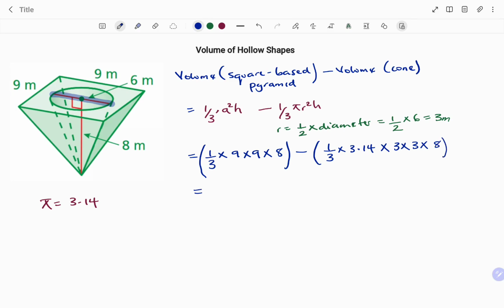If we punch that in, I'm going to have 216 minus 75.36. Don't forget to put your unit, it's in meters, so we have that as meters cube or cubic meters. Therefore, if you subtract that, we're going to have 140.64 meters cube. Let's look at the second example.